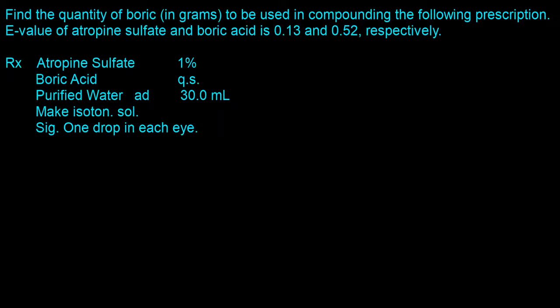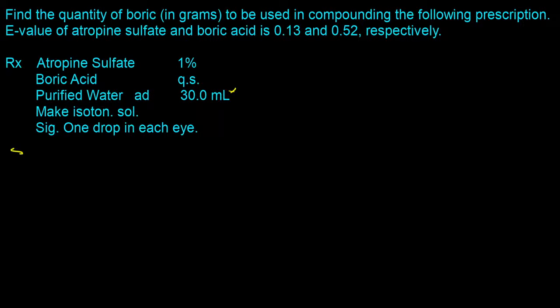Now here you have a question which says: find the quantity of boric acid in grams to be used in compounding the following prescription. The E values of atropine sulfate and boric acid are 0.13 and 0.52 respectively. Then you have the prescription. Atropine sulfate is 1%. The amount of boric acid that is needed is a QS, and you want to calculate that. The volume of the preparation is 30 milliliters. Steps 1, 2, and 3 are essentially the same as what we've done previously in other examples. But then there's a fourth step, which is very straightforward, and that's how you get from sodium chloride back to the boric acid amount.